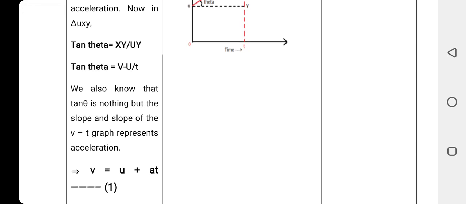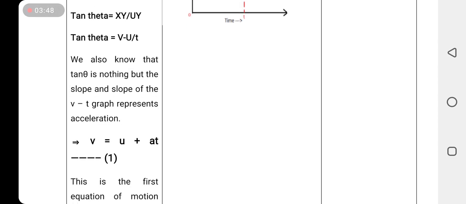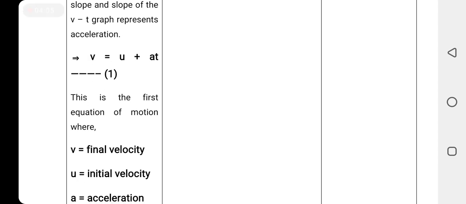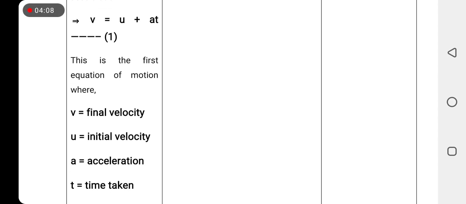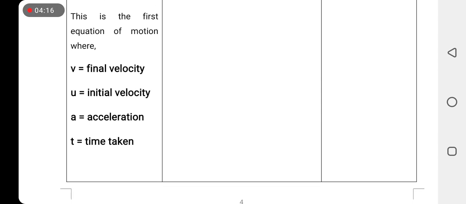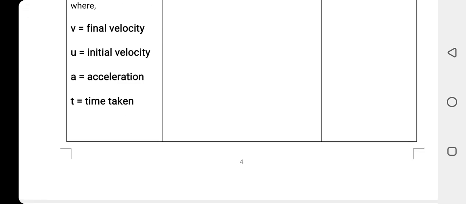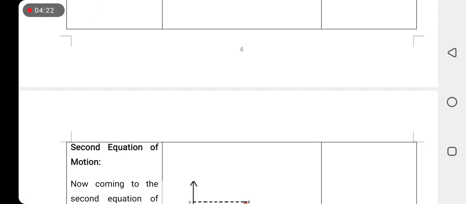Then tan theta is equal to (v minus u) over t. We also know that tan theta is nothing but the slope, and the slope of the velocity-time graph represents acceleration. This implies that v is equal to u plus at. This is the first equation of motion, where v is the final velocity, u is the initial velocity, a is the acceleration, and t is the time taken.